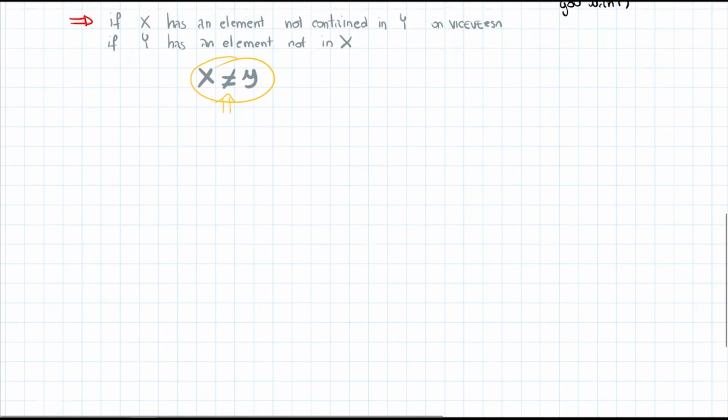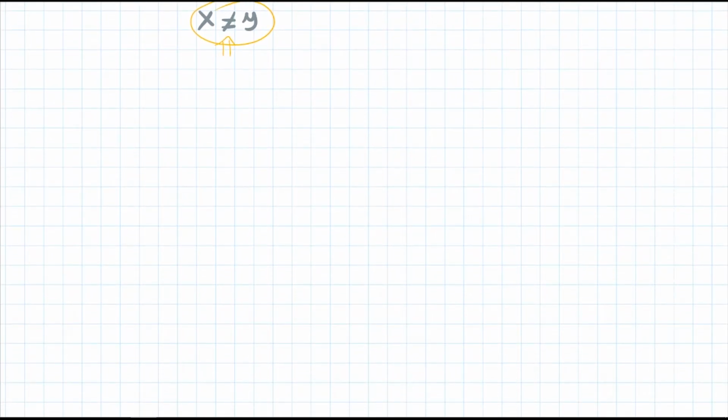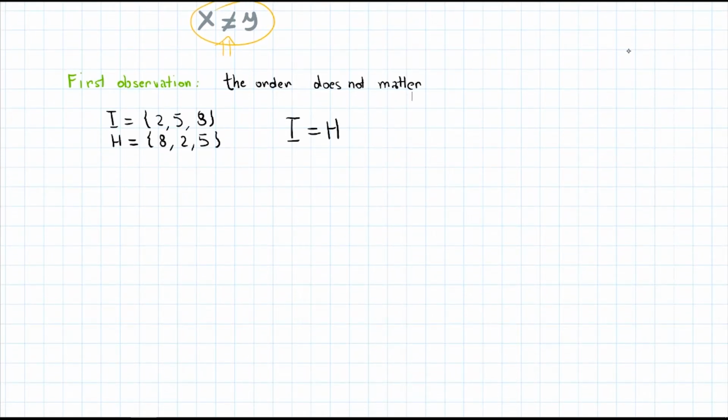We can have also two observations. The first one is that the order does not matter. In fact, if we have a set I composed by 2, 5, and 8, and a set H composed by 8, 2, and 5, then I is equal to H by definition.